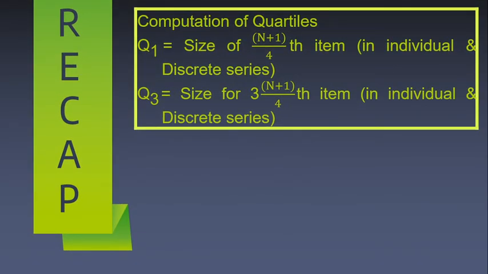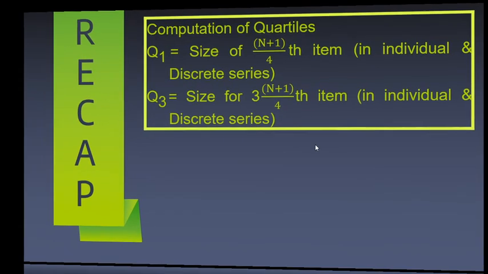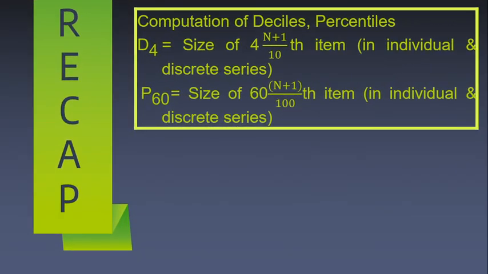So, going to the formula, Q1 is size of n plus 1 by 4th item. For individual and discrete series, it's the same formula. Q3 is size of 3n plus 1 by 4th item. This also applies for discrete series. So, this is the formula recap for individual and discrete series of data. It is n plus 1 by 4th item for Q1, 3n plus 1 by 4th item for Q3. So, this is with regard to quartiles.